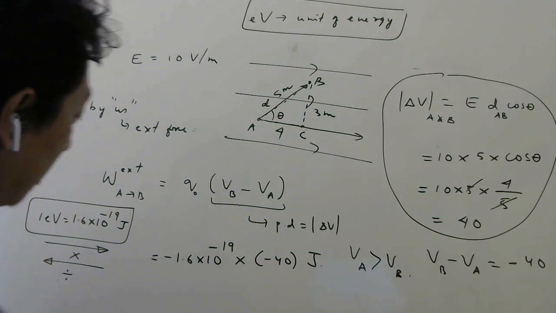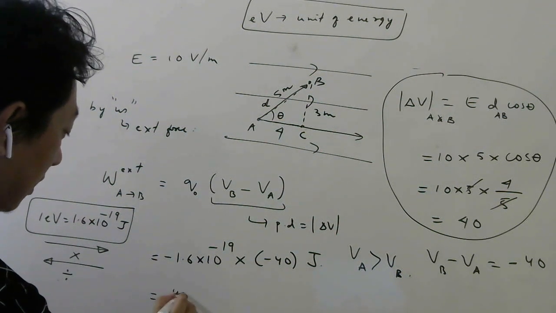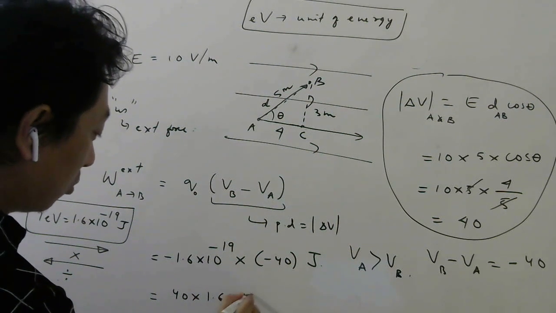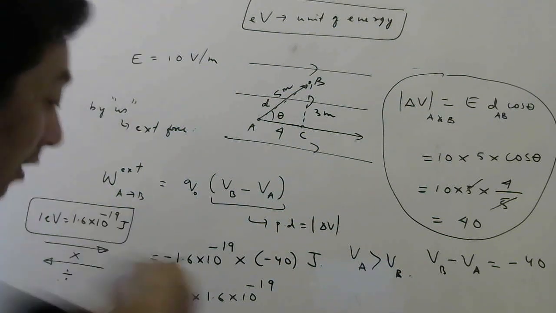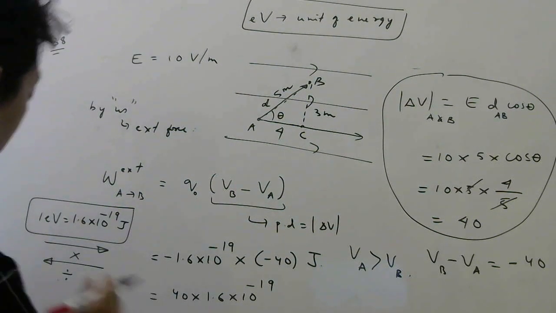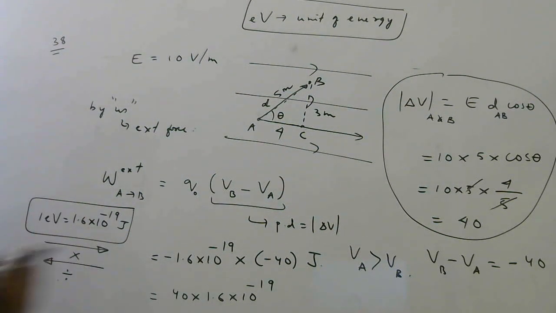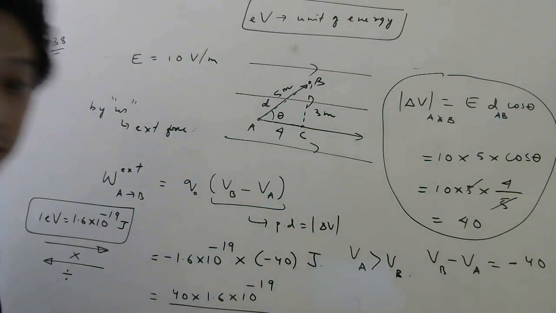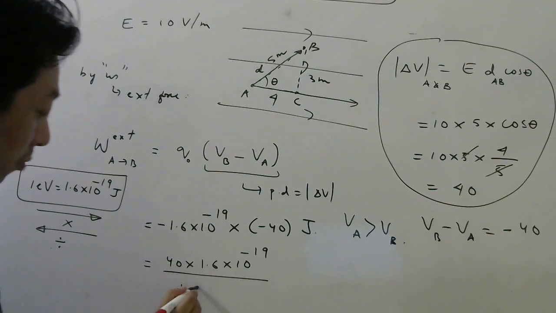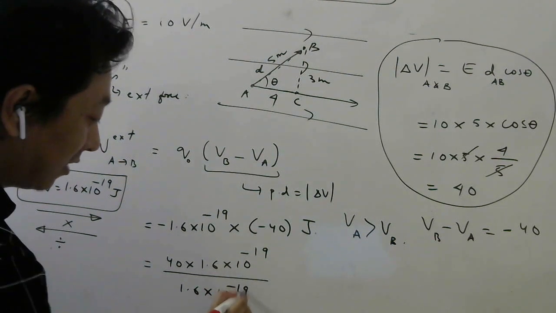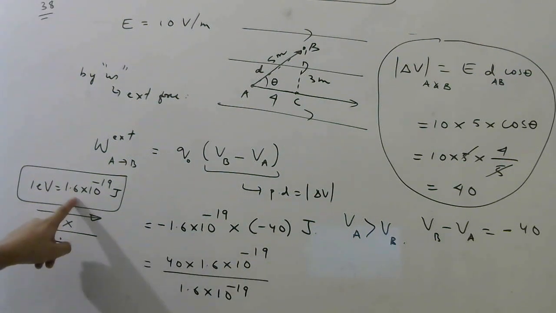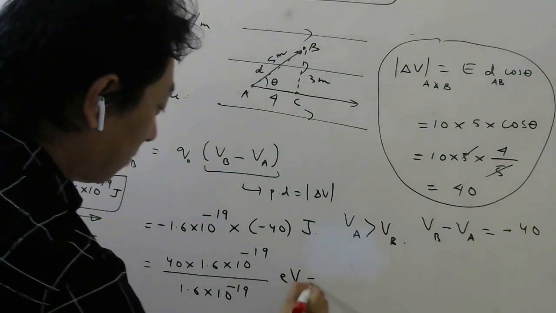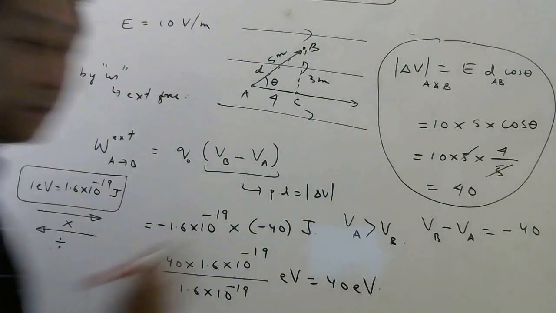So this minus minus will be plus, so it will be 40 into 1.6 into 10 power minus 19 joules. Now I want to convert this into electron volt, so should I divide or multiply? I am going from joules to electron volt, ulta. So I have to divide by, it's not visible, right? Let me slightly move this down. So you divide by 1.6 into 10 power minus 19. Once you divide this number which is in joules by this number, it will come in electron volt. So answer is 40 eV.